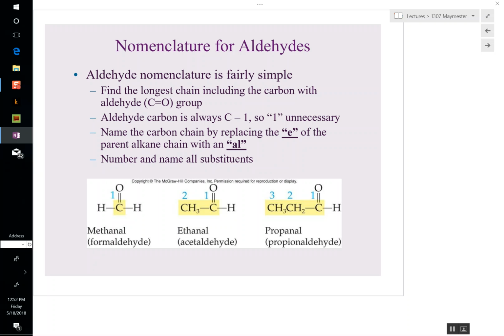Okay, I'm going to fly right by this because this is pretty straightforward. All right, just drop the E, add AL, and you've got the name of an aldehyde.